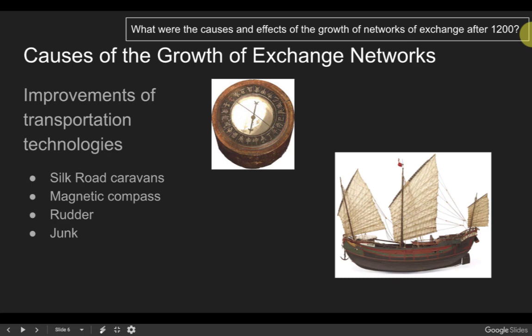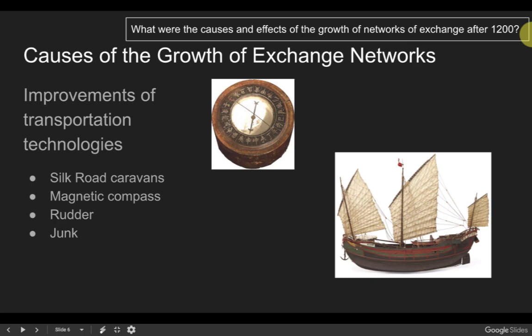Now we'll look at some improvements in transportation. Camel caravans were the most efficient transport across the desert, and also the safest. This became the most common method of moving goods across the Eurasian landscape. Advancements in maritime technology developed in China include the compass and the rudder, which aided in piloting ships to destinations faster. The junk was the largest ship of its kind, able to carry a great deal of cargo.